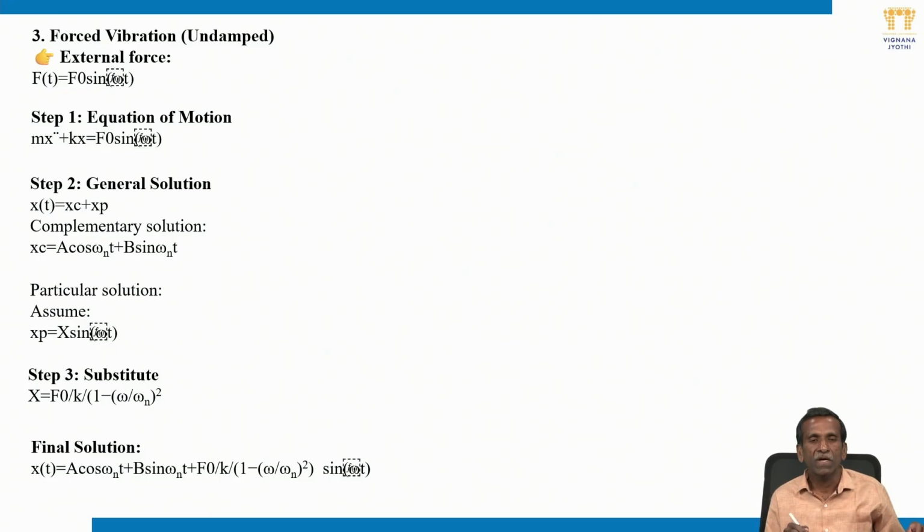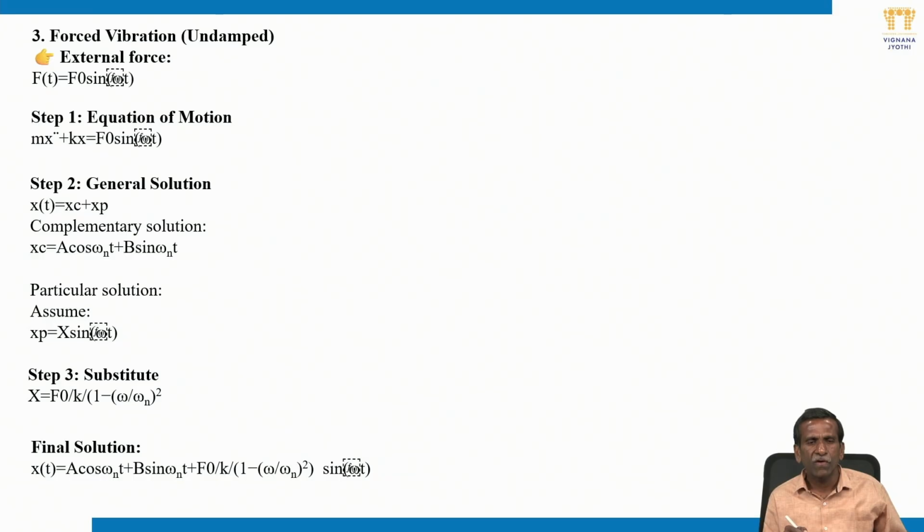From mathematics we know there are two parts of the solution: the complementary function and the particular integral. The complementary function we can write as usual, a cos omega n t plus b sin omega n t, and the particular integral we can write as x sin omega t, where x is the maximum amplitude. Once you substitute this in the equation, you get x equal to f naught by k into 1 minus omega by omega n whole square.